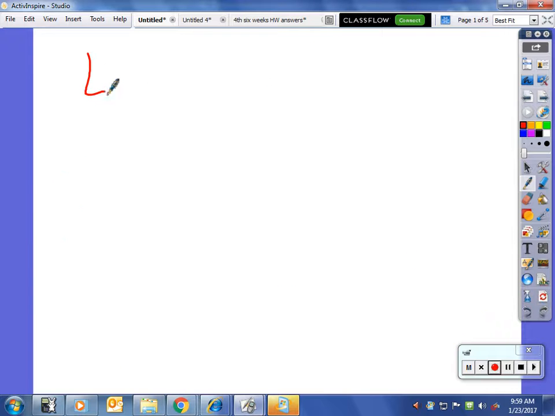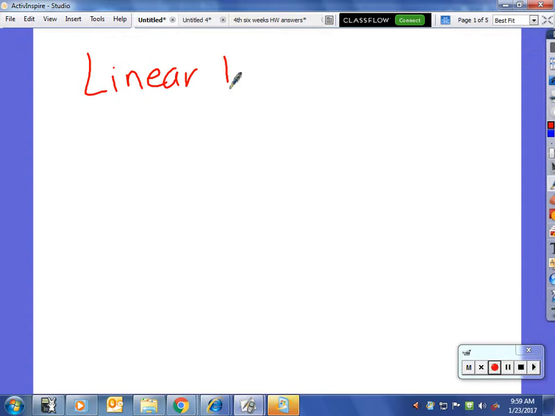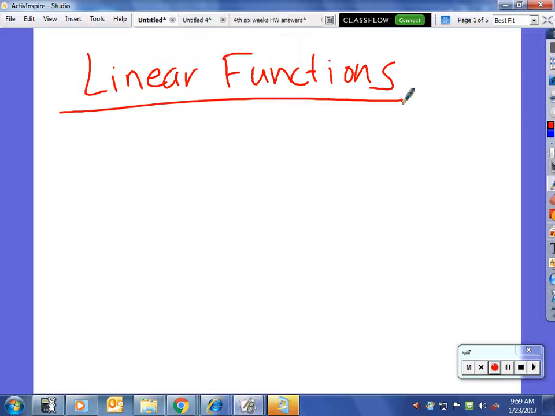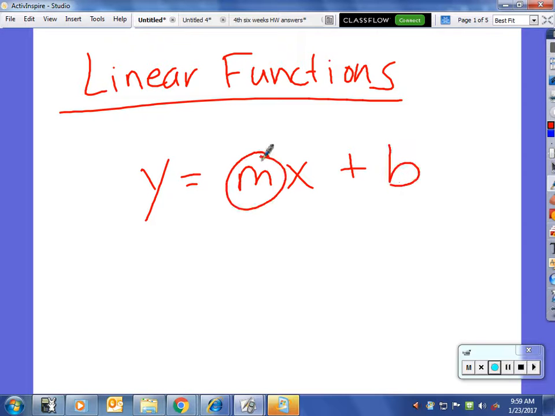Today we're moving on to linear functions, which should be a review. So today's lesson, I'm going to go pretty quick. Linear functions don't have exponents. Do y'all remember the form of a linear function? Y equals mx plus b. What did m stand for? Slope. And that's what we're going to focus on today.